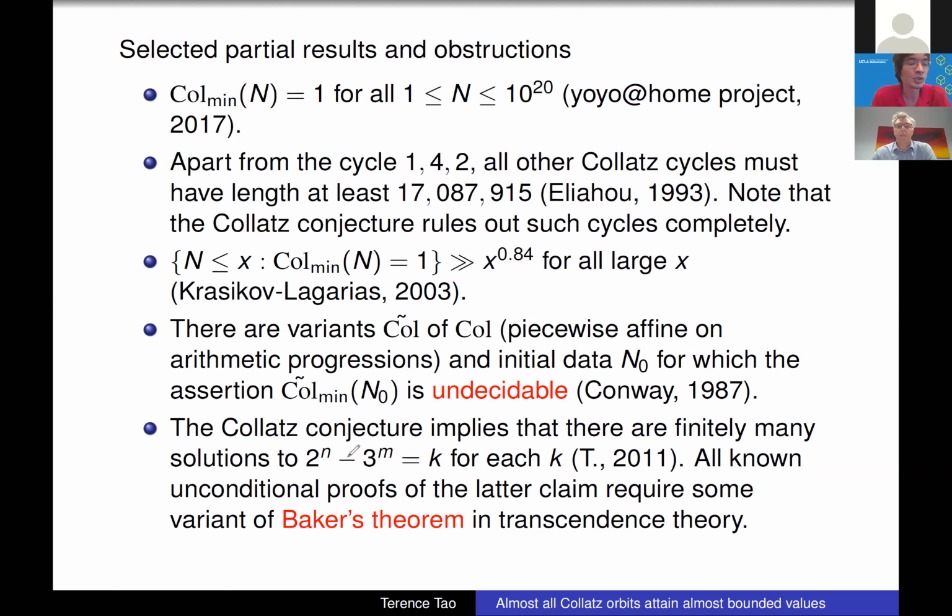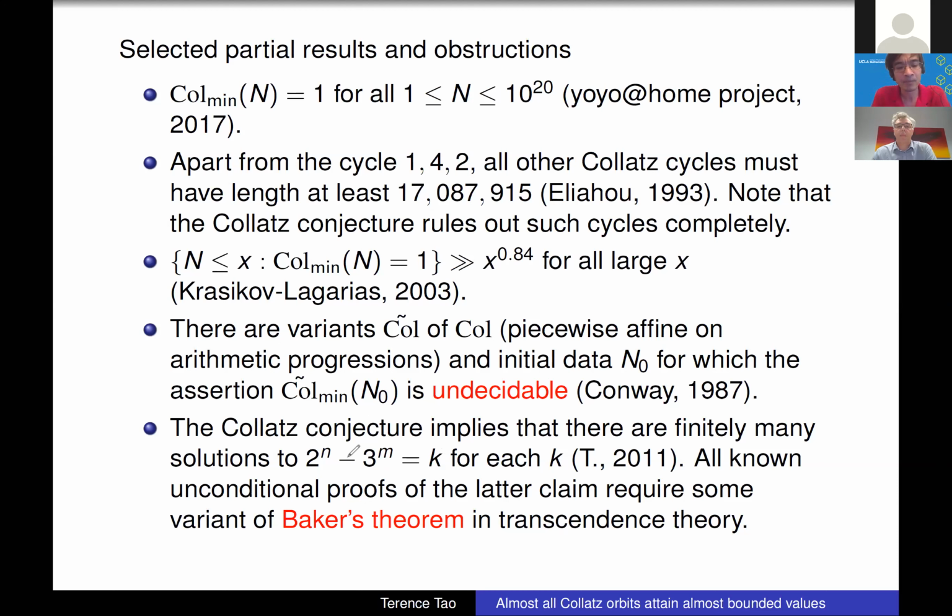For example, there's only one pair of powers of 2 and powers of 3 that differ by 1. Actually, there's 2. There's 2 and 3, and there's 8 and 9. But there's no others. I guess also 1 and 2. But there's only a finite number of consecutive powers of 2 and powers of 3. They eventually stop being consecutive, and also they eventually stop being 2 apart, 3 apart, 4 apart. You can prove this is actually a consequence of the Collatz conjecture.